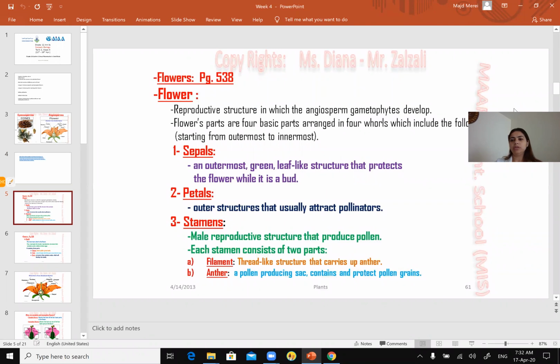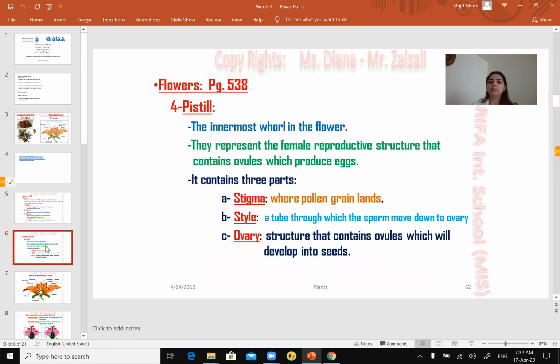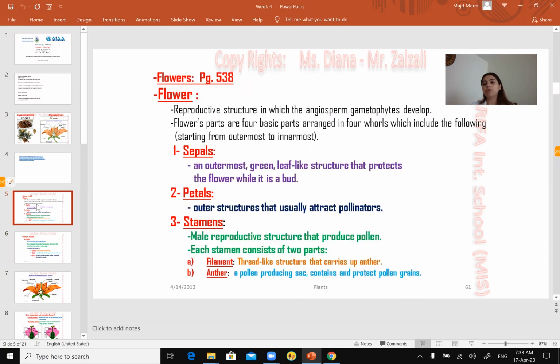So as I told you, in the flower there are four basic parts: sepals, petals, stamens, and pistil, which has another name, carpel. Let's start with the outermost one. They are arranged from the outermost ring to the innermost. The outermost one, the sepals, are the green leaf-like structures that protect the flower while it is a bud.